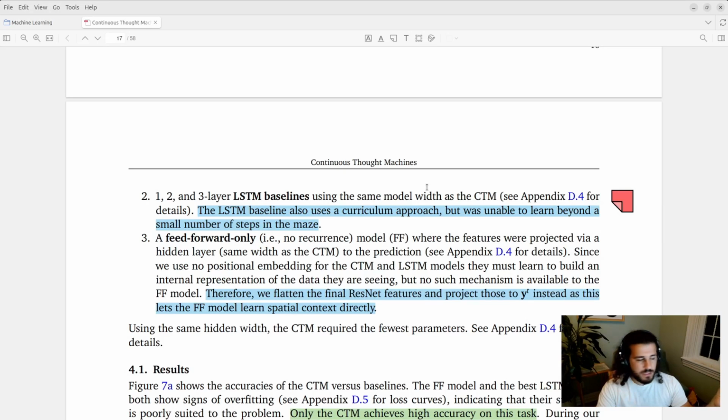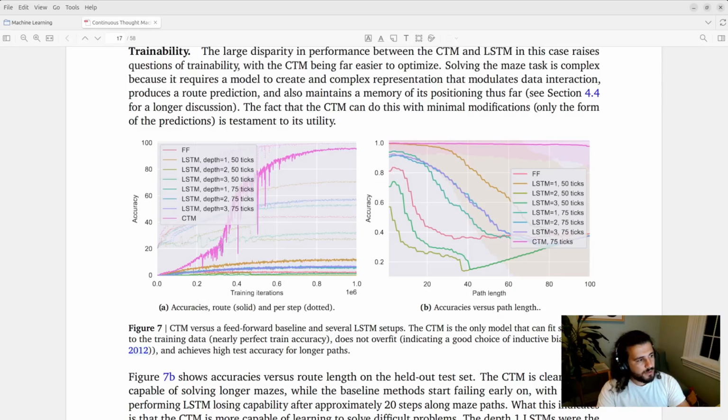And they're comparing this CTM with the LSTM baseline and a feed-forward only model with no recurrence, so a fully connected feed-forward model. Here we're seeing the various models against the number of training iterations. After the number of iterations, you see the final output here, the one in solid. And as the path length increases, you see the different accuracy. The CTM is the one that doesn't have that much degradation.